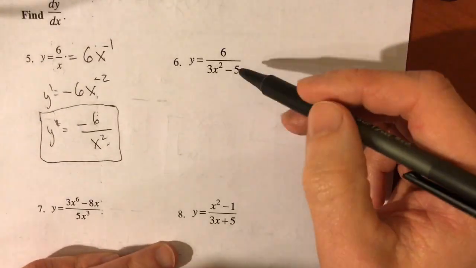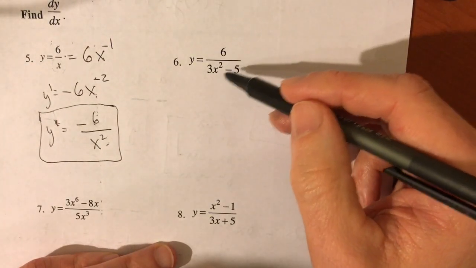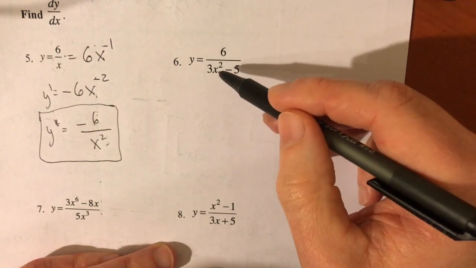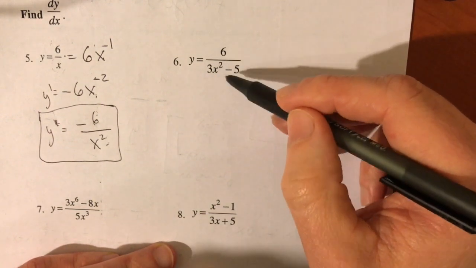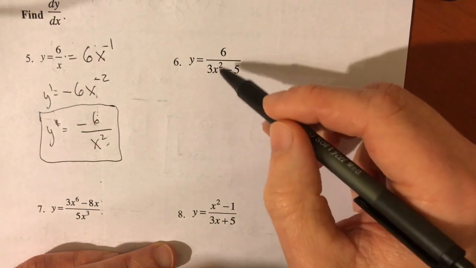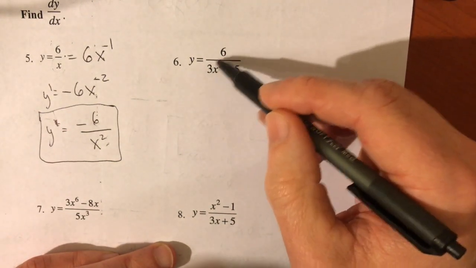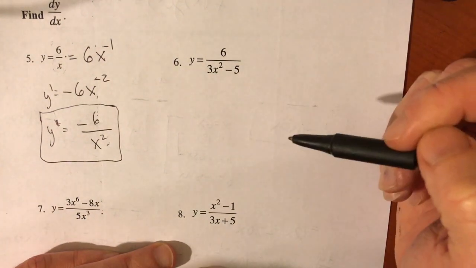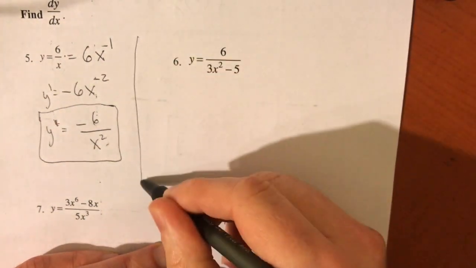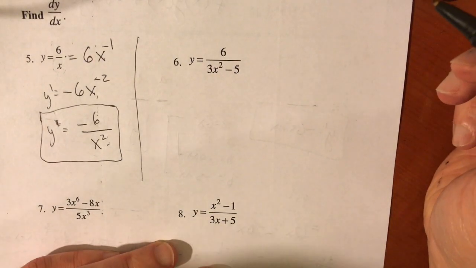Number 6. Notice I could not use my power rule for this because you can't just bring each term up. This cannot be made into a power rule. It's not a mu, right? It's not many over 1. It's 1 over multiple terms, and you can't break up the denominator. So this is prime quotient rule territory.